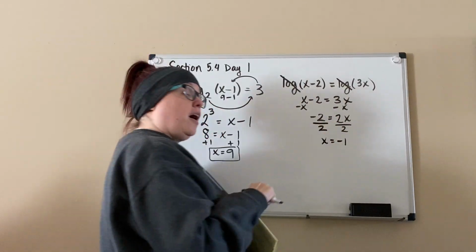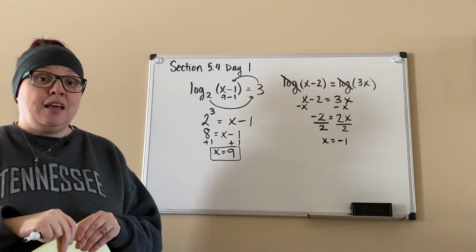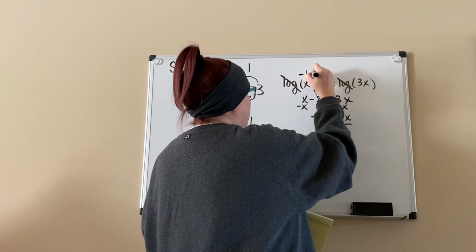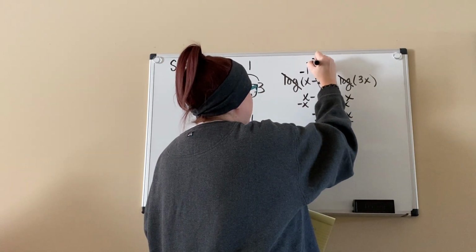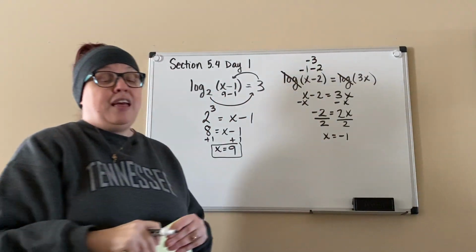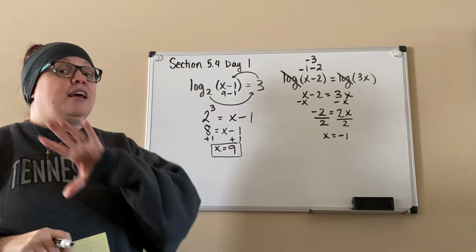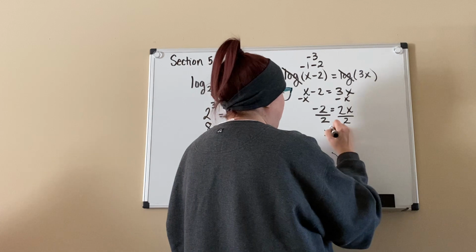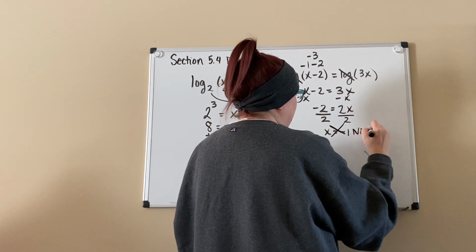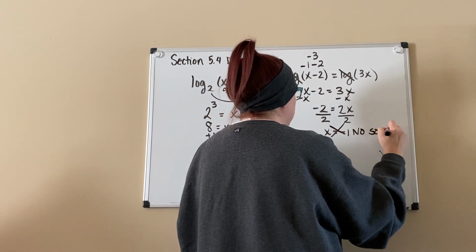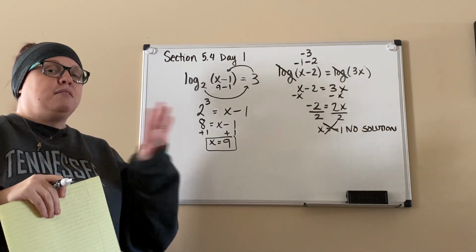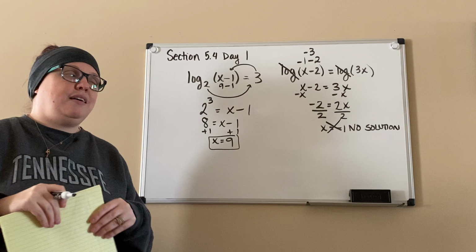So I go back up to the inside of my logs, and I see if it equals a negative. Well, if I do negative 1 minus 2, I'm pretty sure that's negative 3. And inside of a log, you can't have a negative. So this is an example of no solution. And I'm pretty sure on these ones, it's no solution and not the D and E. You'll be able to tell on WebAssign, they'll tell you.